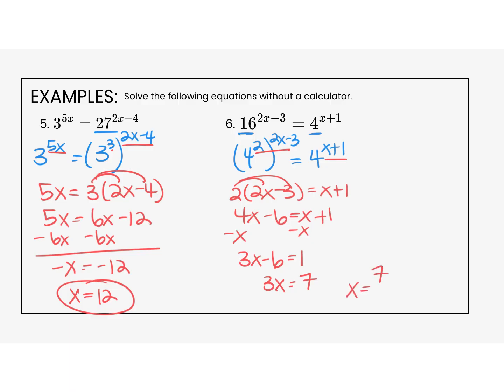So x equals 7 over 3. Again, fractions are okay. And we just leave it like that.